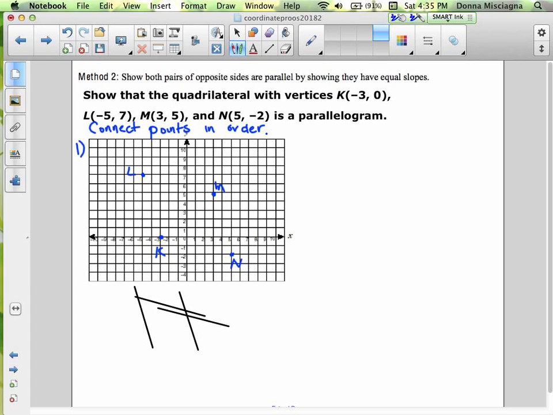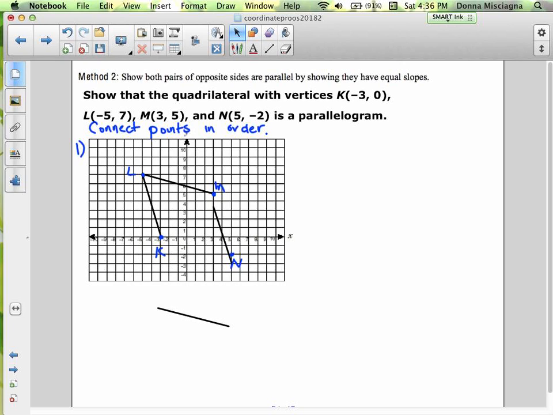And when you connect, you're going to go in order. Go from K to L to M to N, around the figure. I'm just going to connect. I'm smart enough to save it so I don't have to worry about trying to make lines while I'm taping. So I'll connect K to L, and then L to M, and M to N, and then N back to K again. I'm not going to draw the diagonals in this one because we are not proving anything with diagonals.